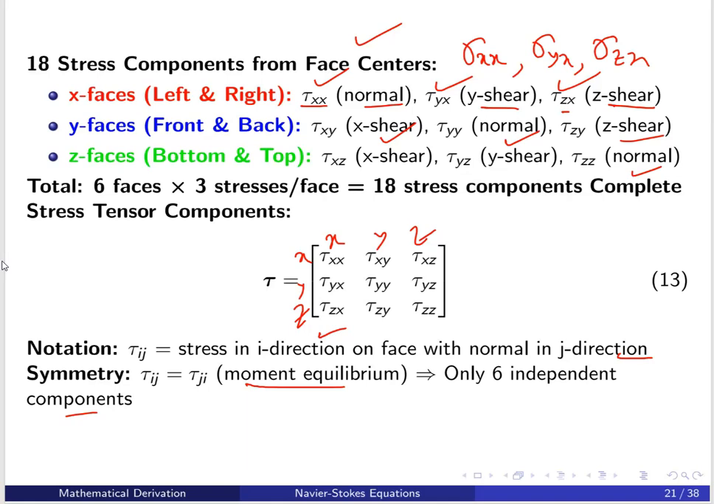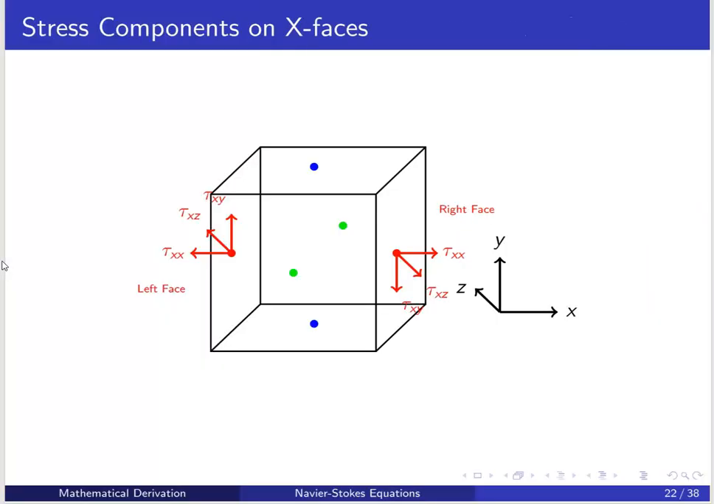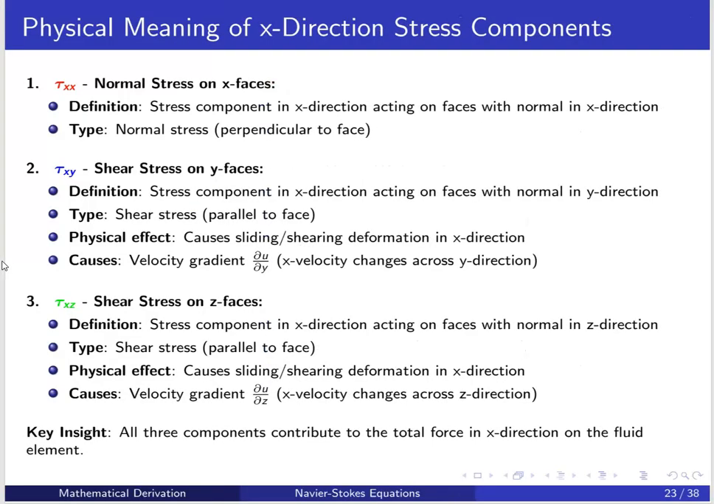Of these, three are shear stresses, and the other 3 on the diagonal are all normal stresses. Now here is the stress component on the x face. So we are taking two faces. Now we'll show how that stress component comes out from this one face, that is the x face. Here is the physical meaning of the x direction stress component. So tau xx is the normal stress on x faces. The definition is the stress component in x direction acting on faces with normal in x direction, type normal stress, that is perpendicular to the face.